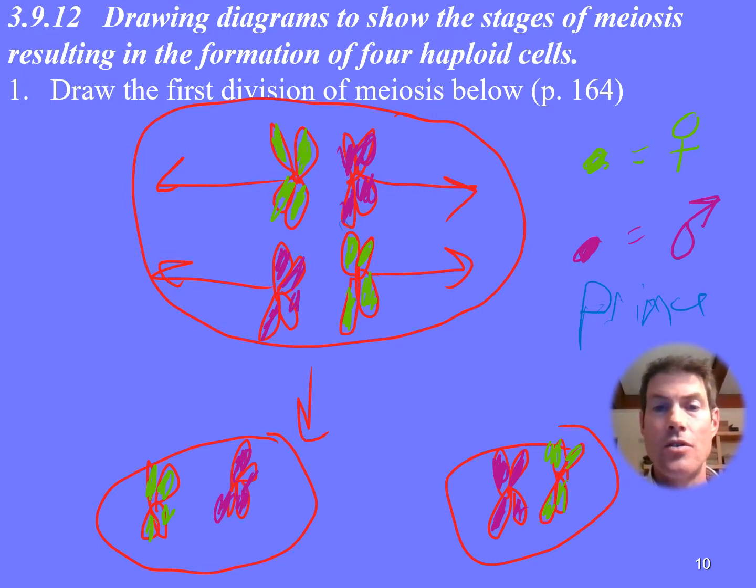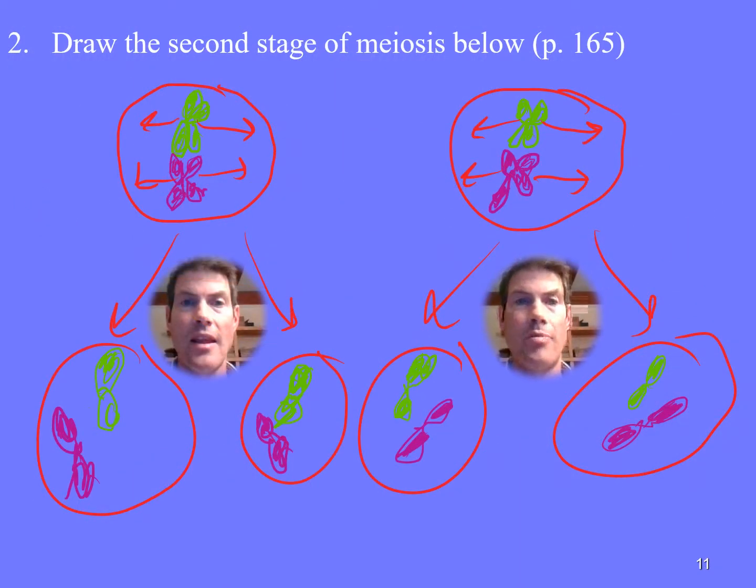And then after meiosis 1, you see these two chromosomes are in this cell, these two are in this cell here. And at this point, we went from 2N to N. And then in the second part, you see those chromosomes being separated, the sister chromatids being separated. So eventually we have 4 cells, and they're all haploid.